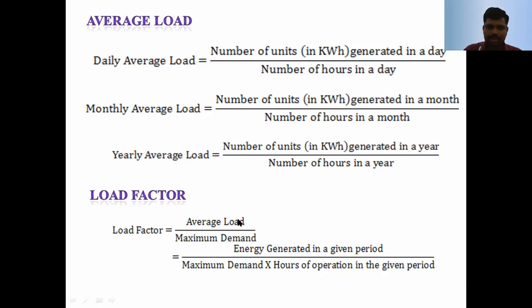And the load factor is defined as the ratio of average load with respect to the maximum demand. The average load we consider over a period of time. That is, it is the ratio of energy generated in a given period to the product of maximum demand in the power station and the hours of operation in a given period. The load factor is always less than 1, less than unity, because the average load is smaller than the maximum demand.